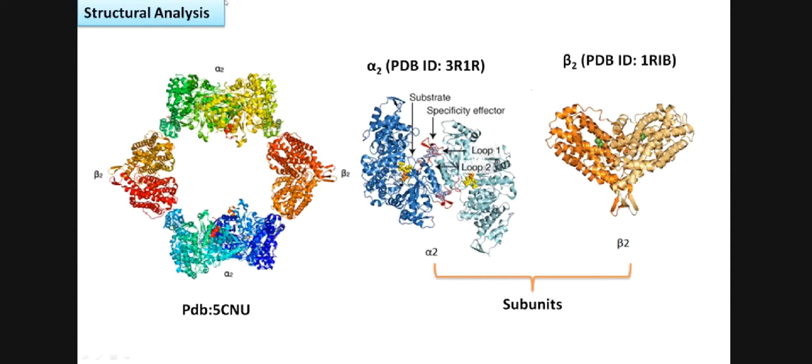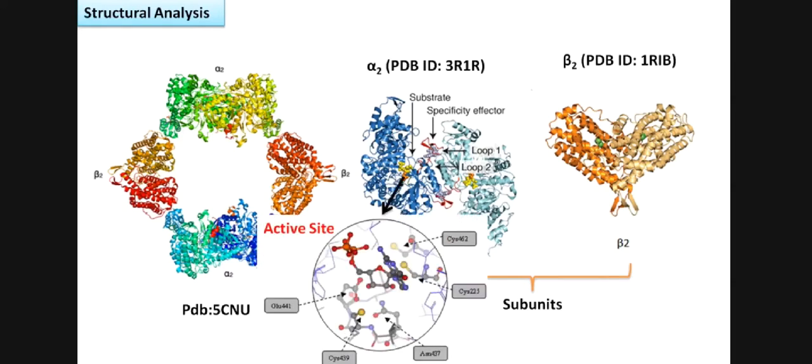Here is the structure of this enzyme. There are two subunits, alpha 2 and beta 2. Alpha 2 units are the catalytic subunits where the reduction process happens. Here is the active site of the alpha 2 subunit, where the important residues are shown. These three cysteine residues and one glutamic acid residue play an important role.